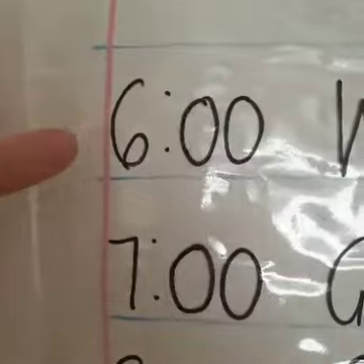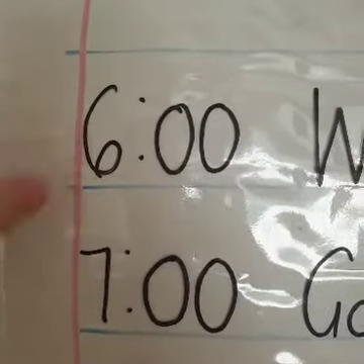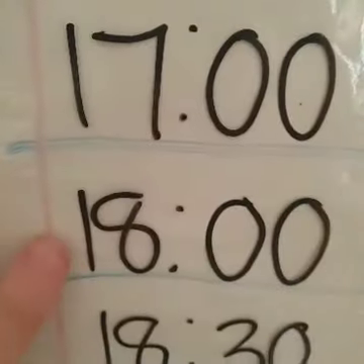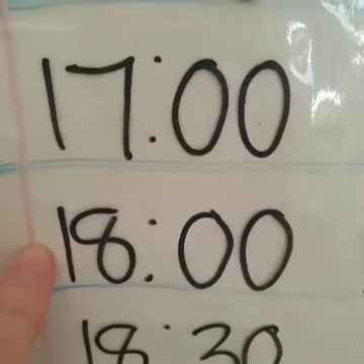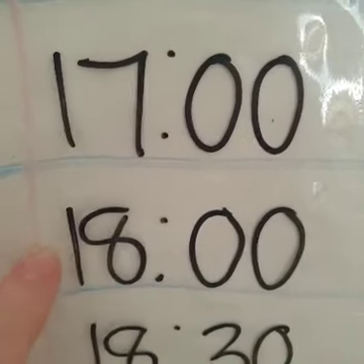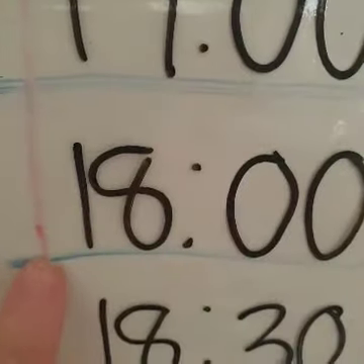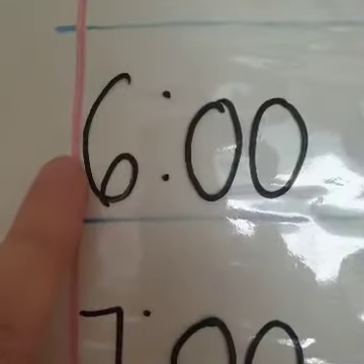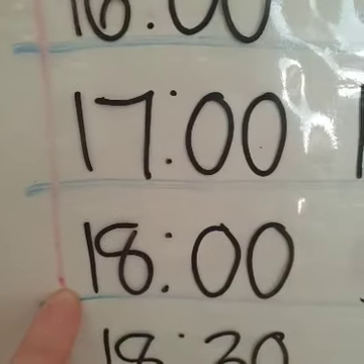We know that this is in the morning because it only has a 6, and this is at night time because it says 18. So this is 6 o'clock. And this is 6 o'clock. This is 6 a.m. and this one is 6 p.m. And that's how we know the difference.